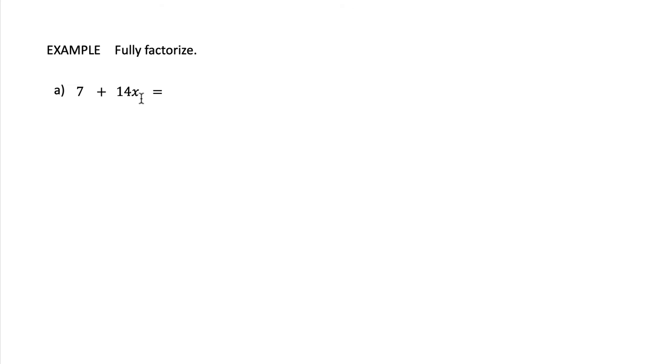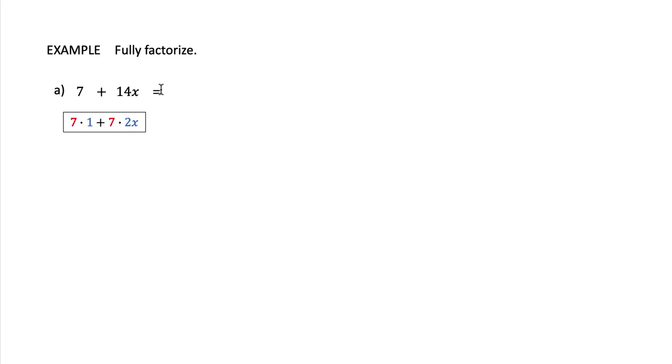Now, example A, example 1 says fully factorize. The fully in there means factorize as long as possible. Now, you have 2 terms, and you would first have to think what is the greatest common divisor of the coefficients in here, so 7 and 14. So what's the biggest number that divides both of them? Well, it's 7, because 7 is 7 times 1, and 14 is 7 times 2.